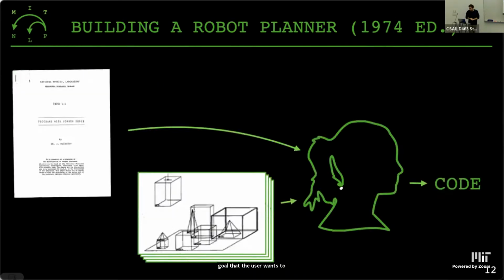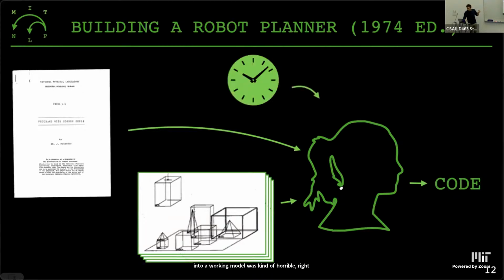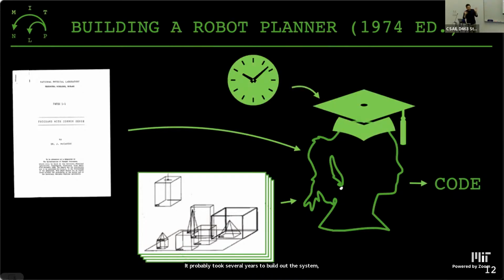On the other hand, if the examples that our researcher thought about here were data, then the learning algorithm that she had to apply to transform that data into a working model was kind of horrible, right? It probably took several years to build out the system. Maybe we give her a PhD at the end for her trouble. And in practice, a lot of this time was probably time spent thinking not about planning problems or robotics in general, but about kitchens and trying to figure out exactly what objects and what states we need to keep track of, what high-level actions we need to implement for this planner, what the preconditions and the postconditions of those actions are.